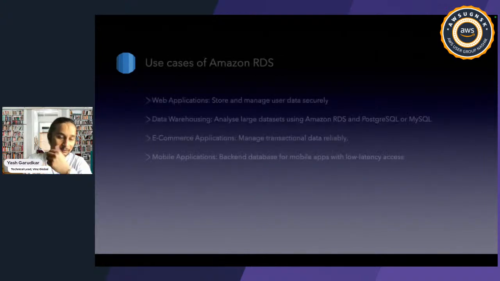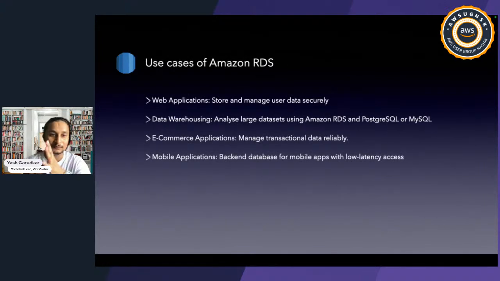Now let's take a look at use cases of RDS. Web applications. So you can store and manage your user data securely, which is what we are going to do today in Postgres. Data warehousing, analyzing large data sets using Amazon RDS and PostgreSQL, MySQL, then Aurora DB, and a lot of options that are available. I will share it and I'll show you soon.